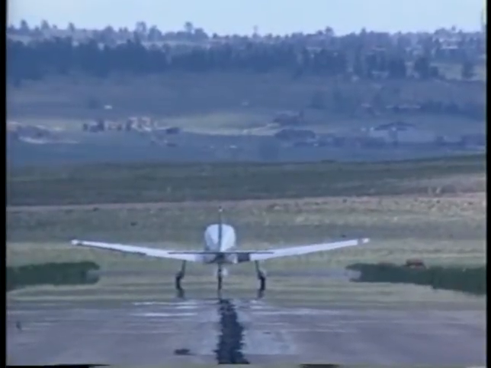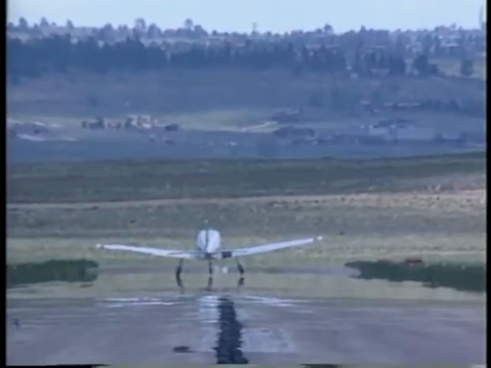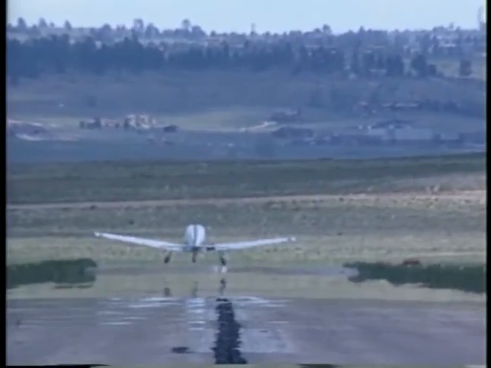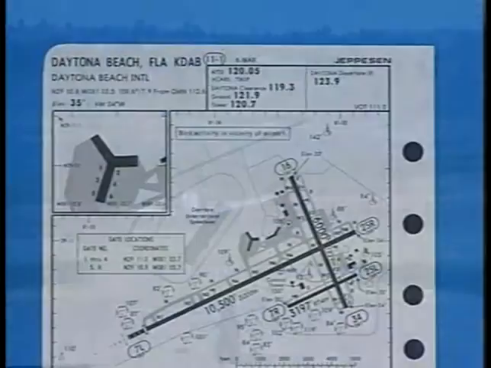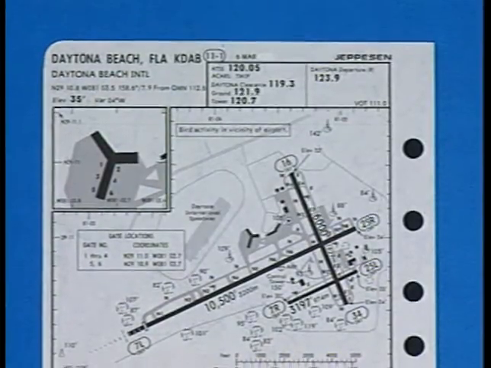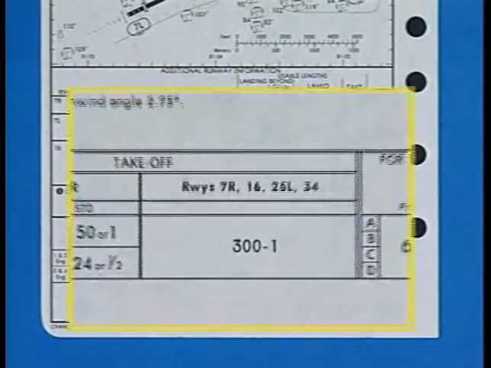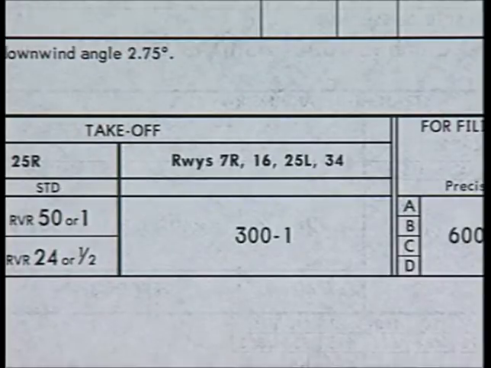Because some airports have obstructions such as rising terrain, a minimum ceiling, as well as an increase in the visibility, may be required. If the minimums are higher than standard, they will be noted on the airport chart. For example, at Daytona Beach, the takeoff minimums for runways 7 right, 16, 25 left, and 34 are a 300-foot ceiling and 1 mile visibility.